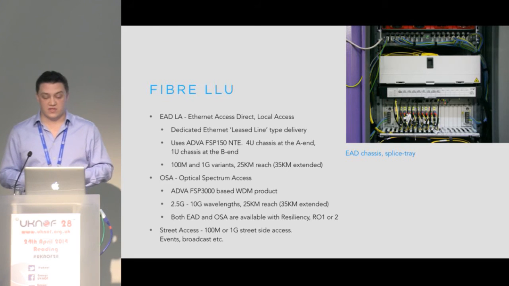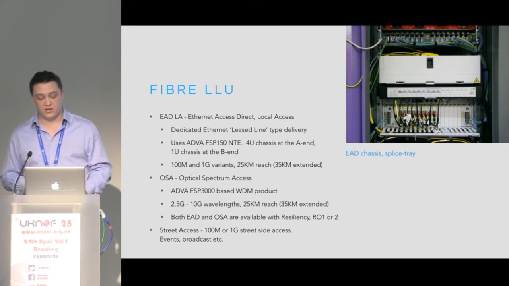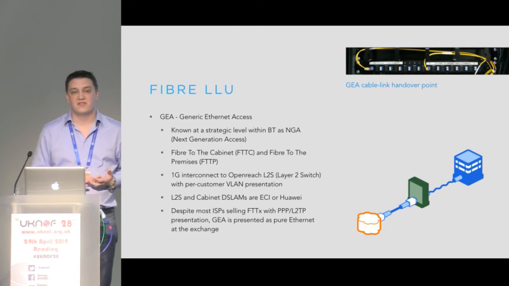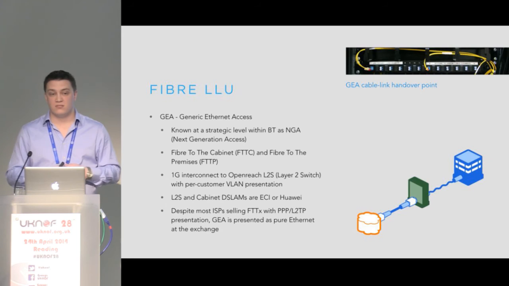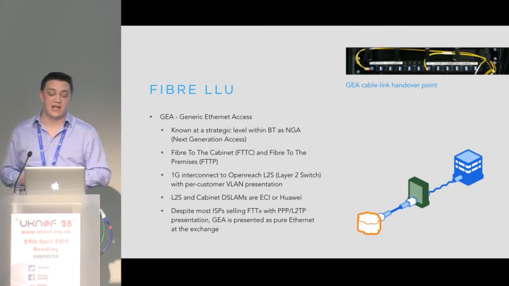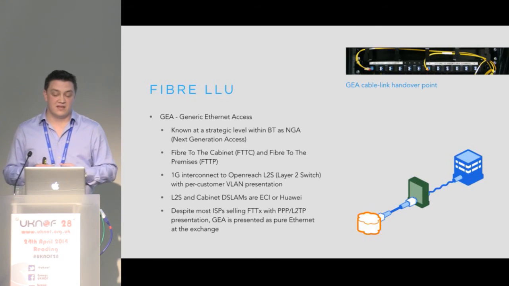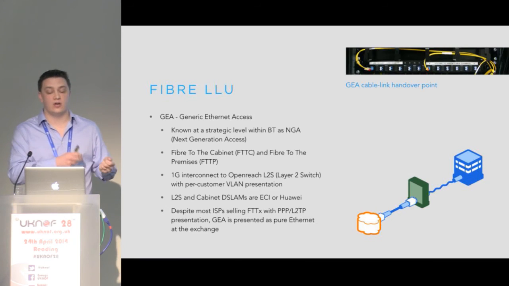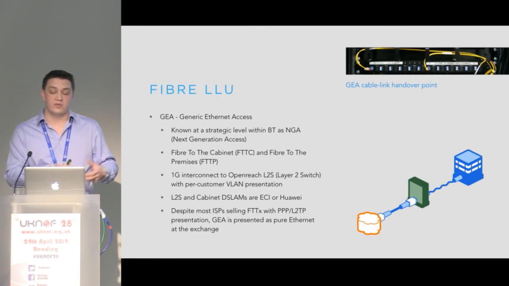And there's also an obscure product called Street Access, which is good for events and mobile access and bits and pieces like that, which gives you 100 meg to street furniture from the exchange. The other thing you can get is GEA. This is the underlying product that Openreach have for all the super fast stuff. It's also known internally at BT as NGA, which stands for Next Generation Access. It's what BT Infinity is based on, it's what Sky Fiber is based on, it's what all these products that you're getting for super fast access are based on, the underlying GEA product from Openreach.